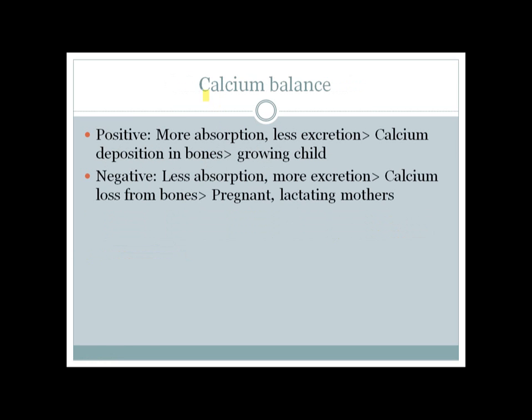Now let's talk about calcium balance. Calcium balance is a balance between intake and output of calcium. It can be positive, where intake is more, or negative, where loss or excretion is more. Positive calcium balance can be seen in a growing child who is developing his or her bones, so they have more absorption of calcium and less excretion, and the abundant calcium is deposited inside the bones.